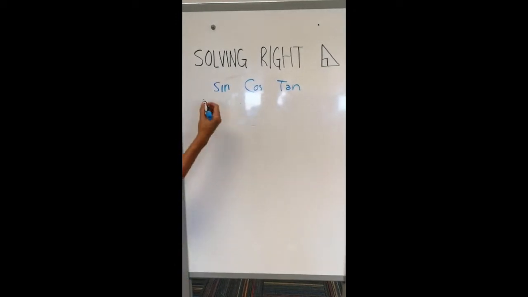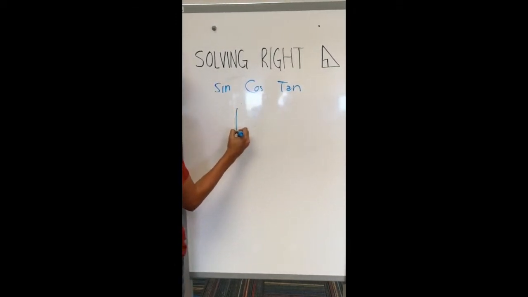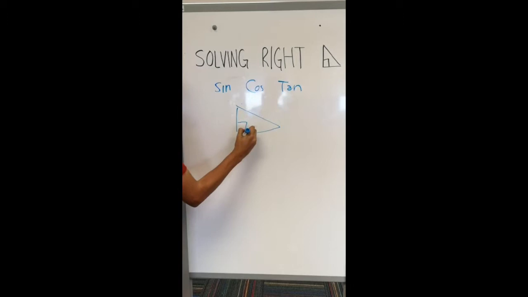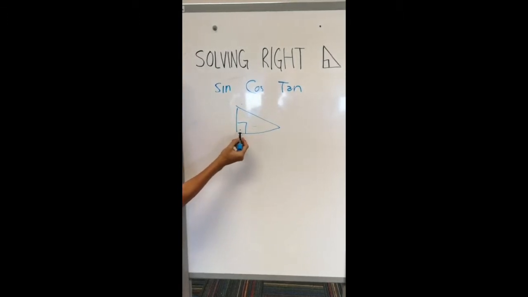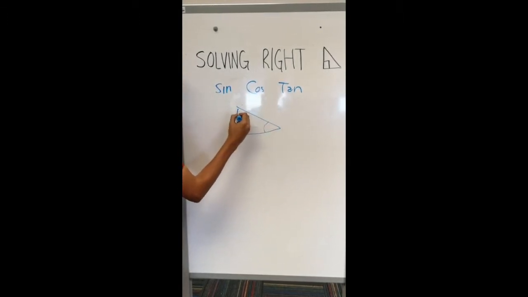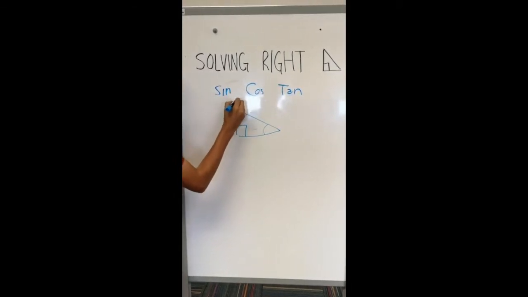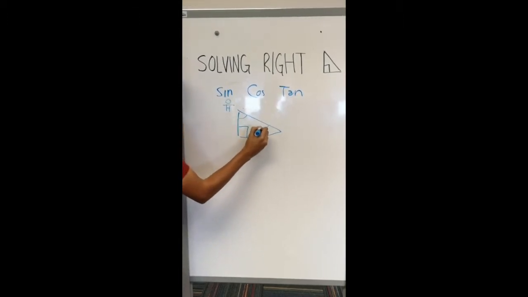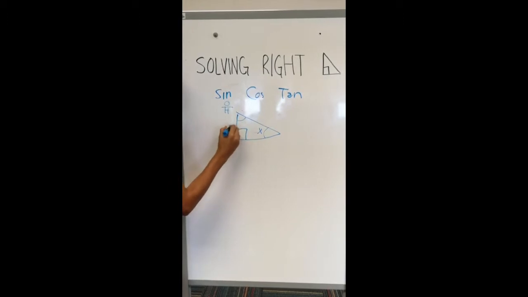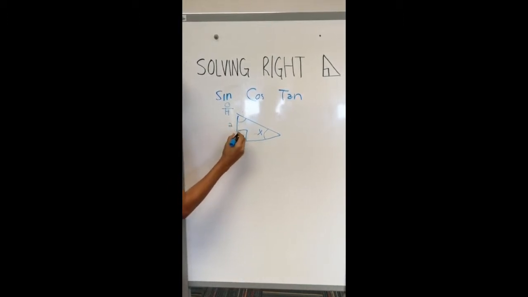The definition of these ratios can be found in the right triangle. First, we have the 90-degree angle, and then we have our two missing angles. The definition of sin is opposite over hypotenuse. So if we are using this angle, our opposite would be this and our hypotenuse.